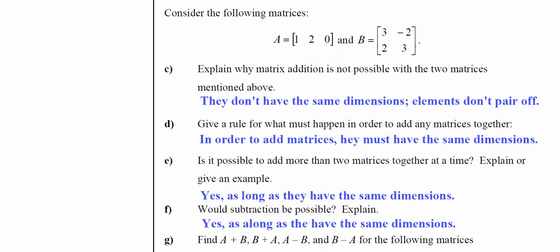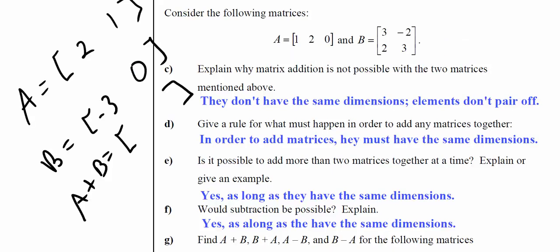However, we are given this situation, and we have two matrices with two different dimensions, and we cannot add or subtract them at all. Because we don't have the same dimensions, and the elements don't pair off, we cannot add or subtract these two matrices at all in any direction. In order to be able to add or subtract them, we must have the same dimensions. They don't have to be square matrices.